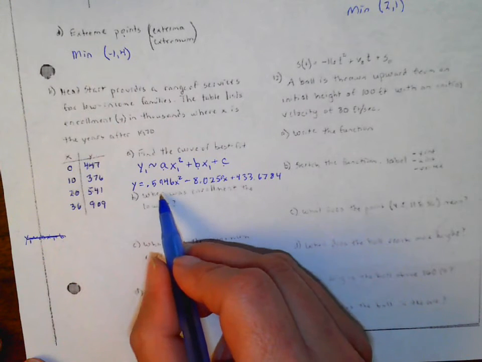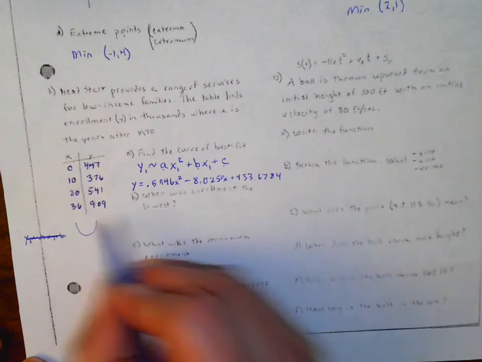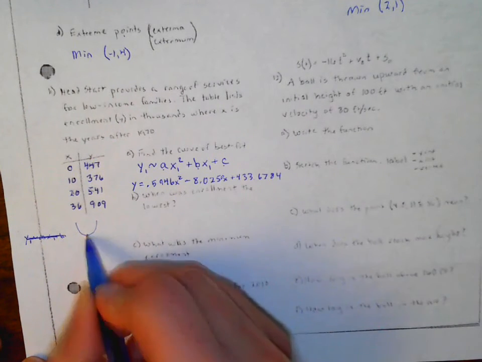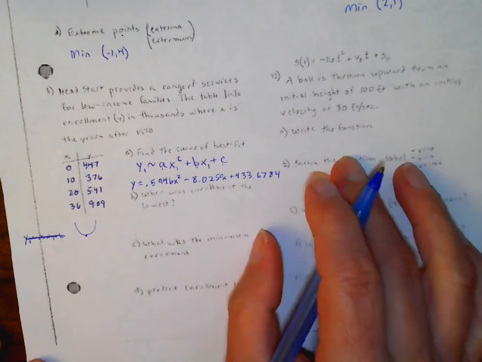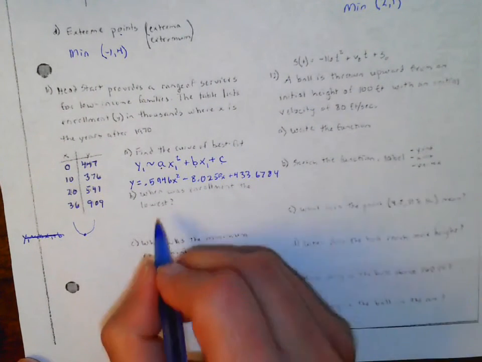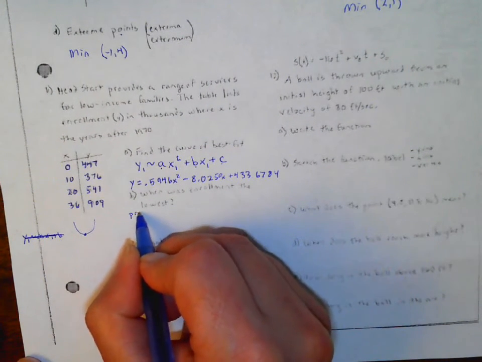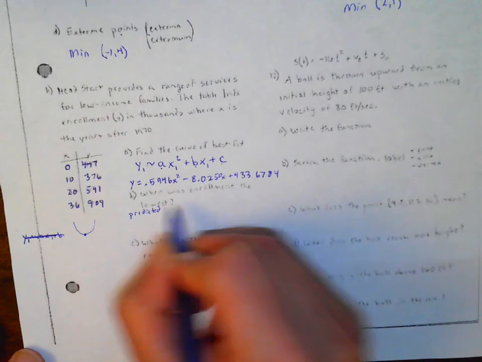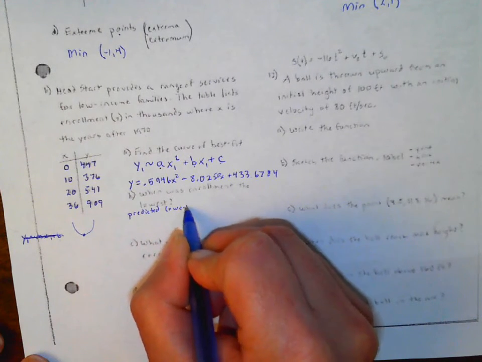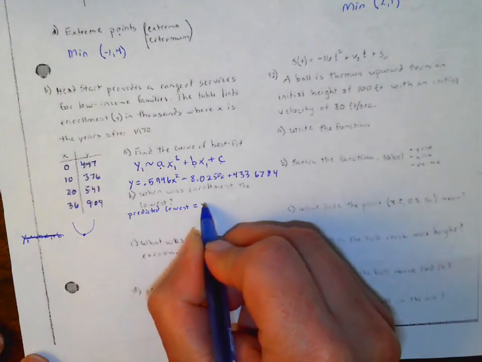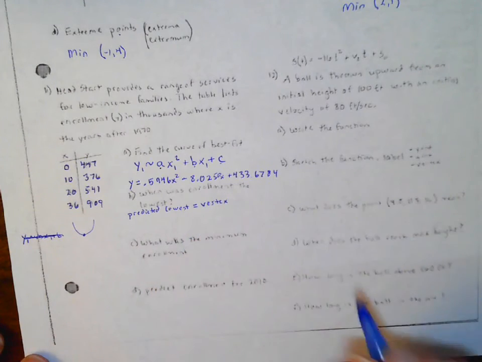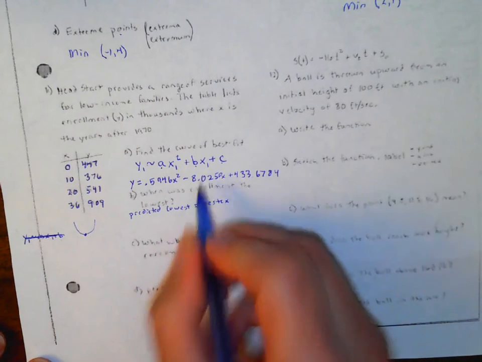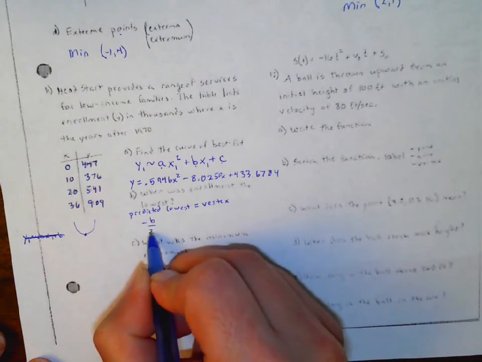So our lowest point, think about this graph. It's a graph that opens up. Our lowest point would have to be at the vertex. So our predicted lowest is the vertex. To find the vertex, we're going to use negative b over 2a, right?